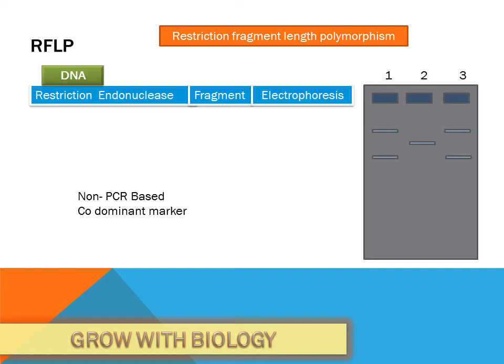So they are used in marking the DNA fingerprints. Now it is not PCR based and it is a codominant marker. So this is restriction fragment length polymorphism.